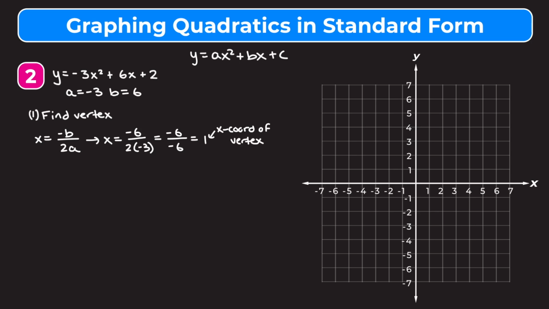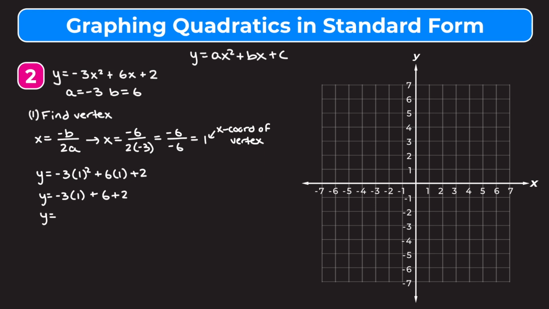And now to find the y-coordinate, we're going to plug that back into our original quadratic for x and solve for y. So we're going to have y equals negative 3 times our x-coordinate of 1 squared plus 6 times 1 plus 2. And we're going to simplify this. So we have negative 3. 1 squared is just 1. So we have negative 3 times 1 plus 6 times 1 is 6 plus 2.